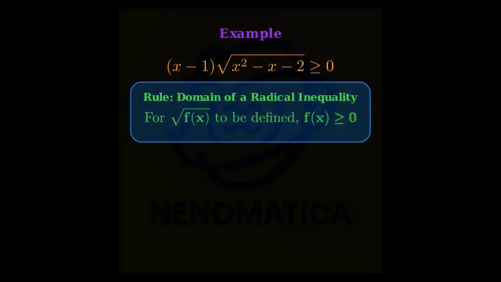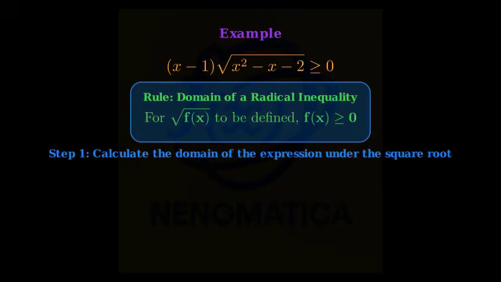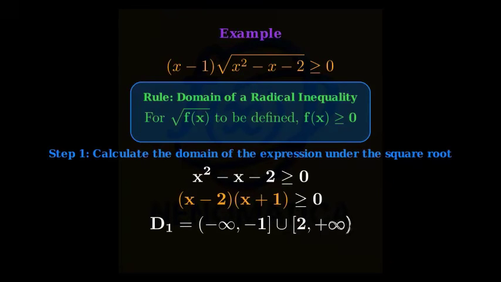Here is the problem statement. Step 1. Calculate the domain of the expression under the square root. We use the rule that a square root is defined only when its inside is greater than or equal to 0. Now we write and factor the inequality to find the domain of the radicand. Next, we factor the quadratic. From the sign chart of the factors, we obtain the domain for the radical.